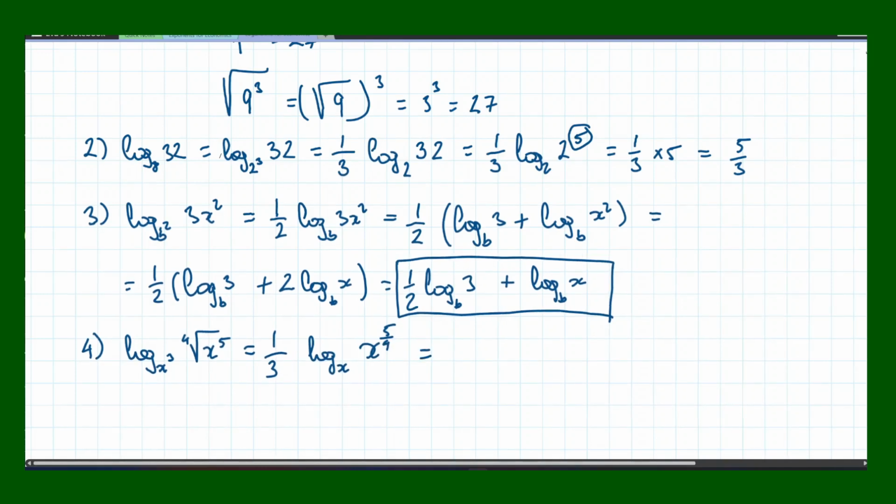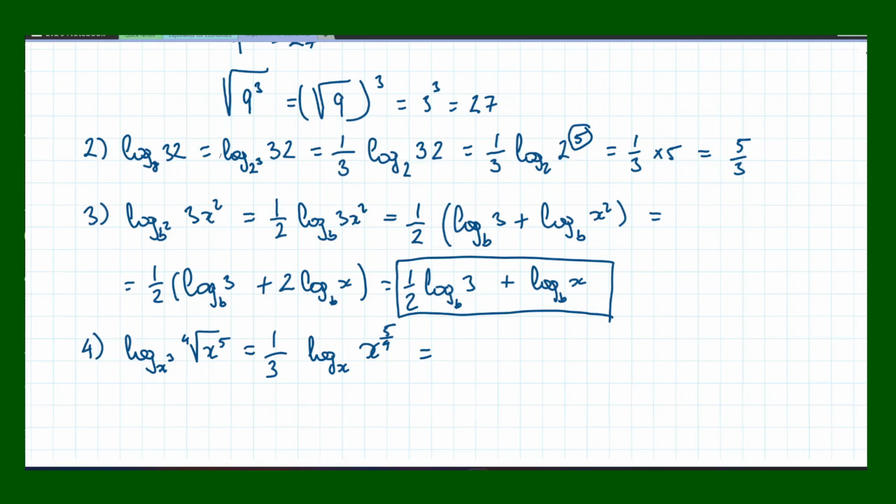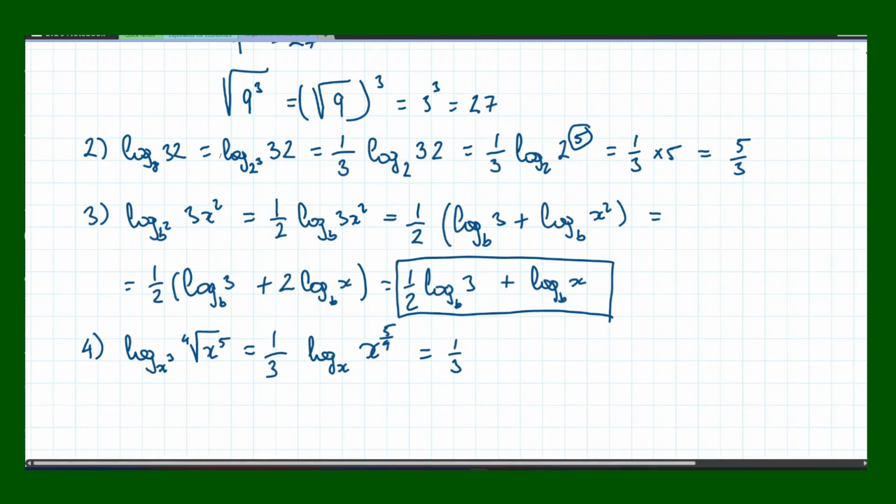Because in this case now I can just simplify the log x to the 5 over 4 to 5 over 4, because now I have got the argument as a power of the base of the log. So 1/3 times 5 over 4, and that's going to be equal to 5 over 12.